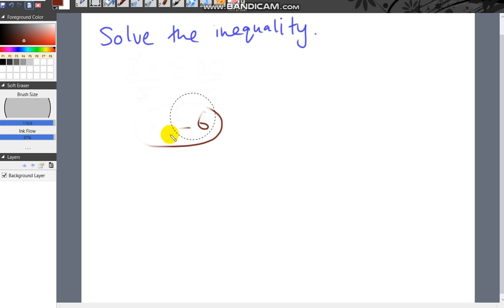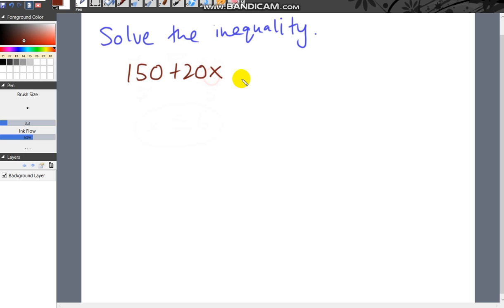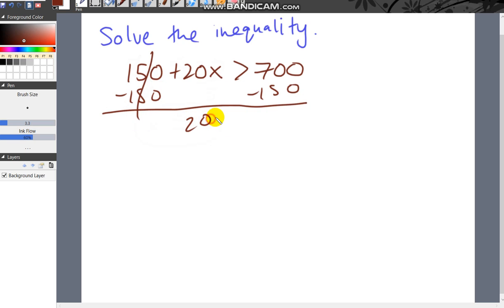Okay, I'm going to go ahead and just erase this right here. Another example I have is something like 150 plus 20x is greater than 700. What I see is I want to get x by itself, so subtract 150 from both sides. We subtract 150, you get 20x is greater than 550. And then you want to get x by itself, so I can divide by 20. So the 20's cancel here.